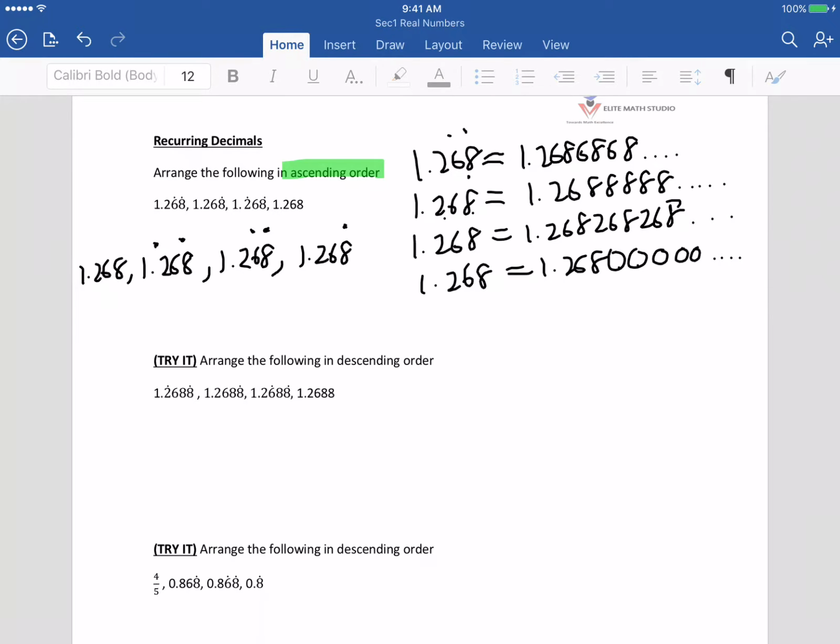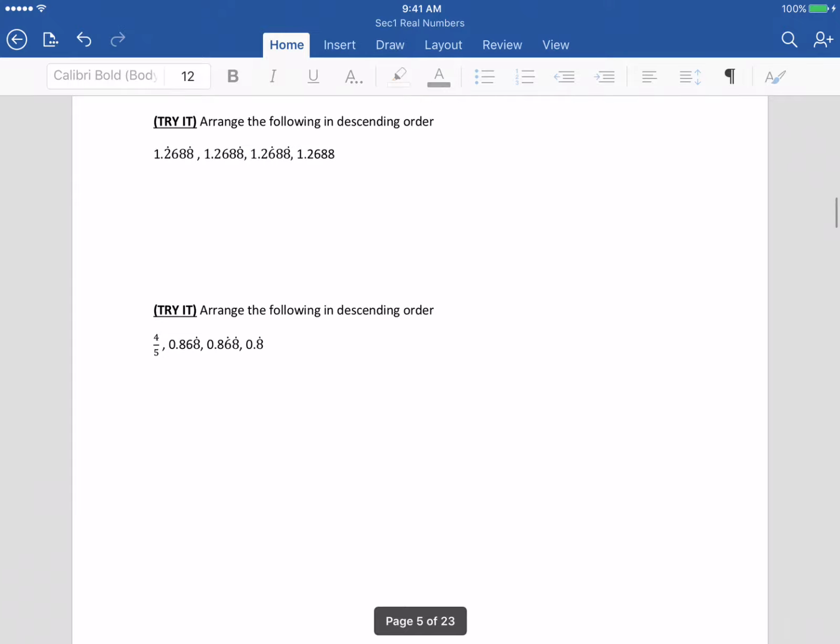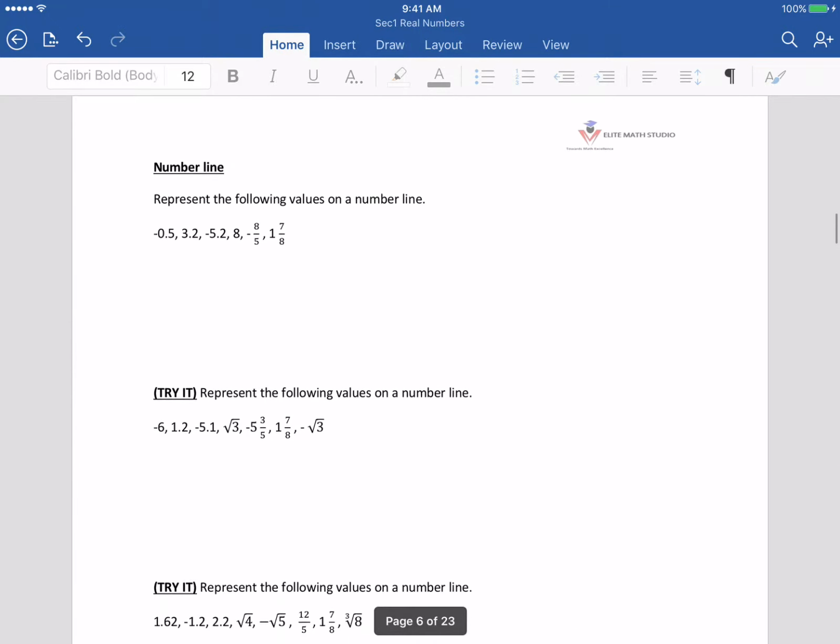Next two, try it. Same thing, you're going to express each of the recurring decimals. Write out maybe the first 7 to 8 digits, and then you make a direct comparison. It should be okay. Okay, let's try. Next one, number line.